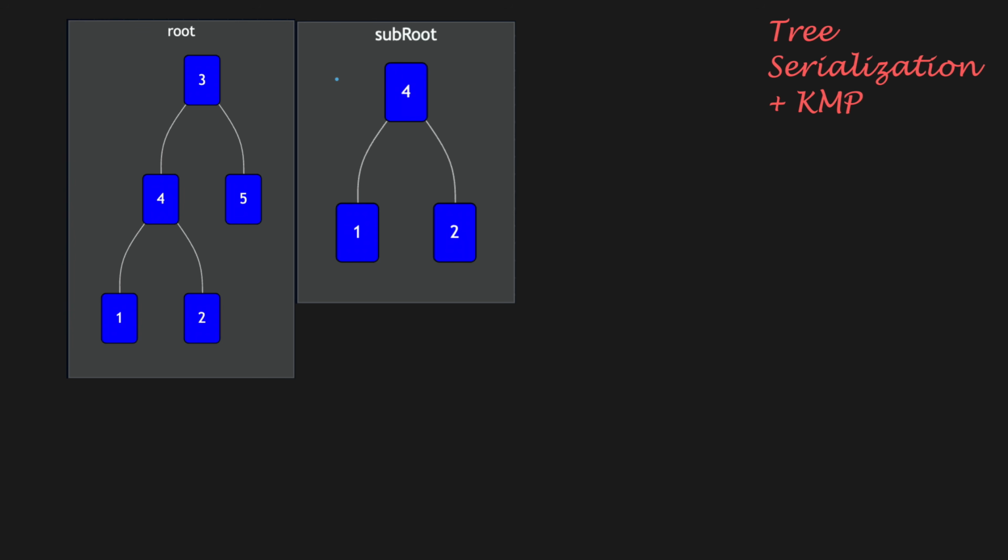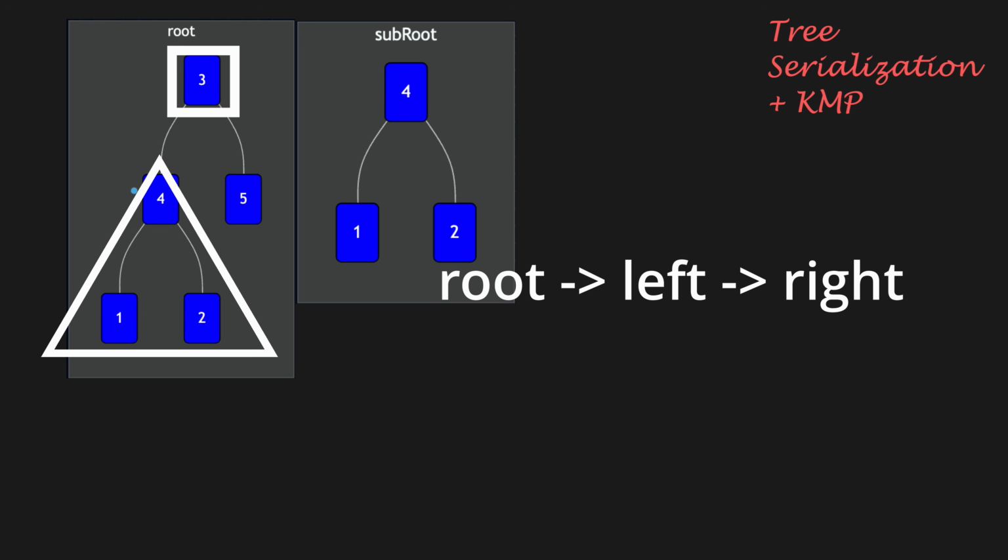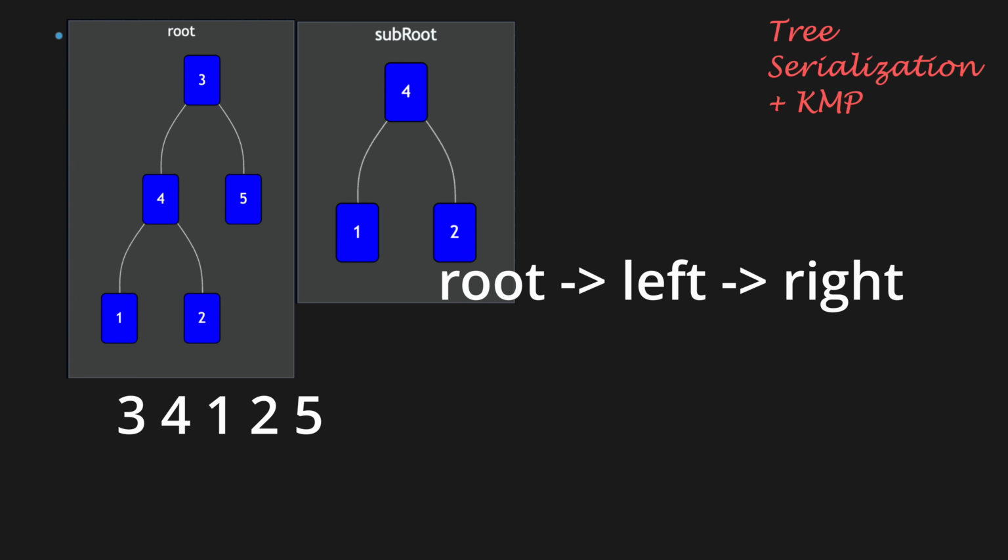And how do we perform pre-order traversal? It is simply by going from parent, then to the left subtree, and finally to the right subtree. So we go from 3, then we go to 4, 1, 2, and then 5. So this gives us the pre-order traversal. Similarly, the traversal of the subroot tree gives us 4, 1, and 2. And now we can see that 4, 1, 2 is present in the main tree's pre-order traversal.